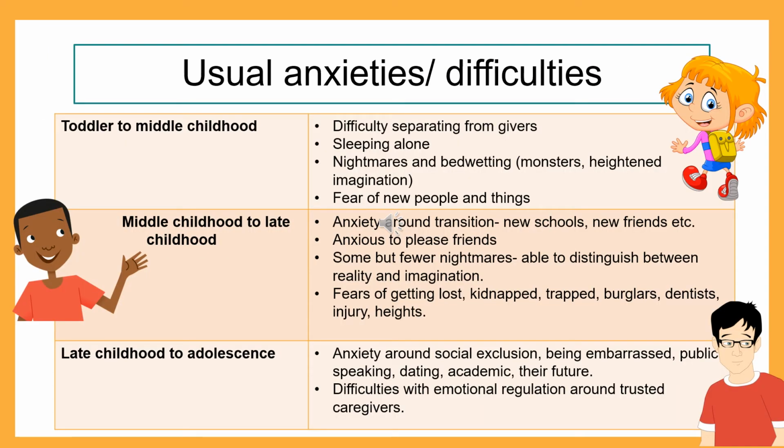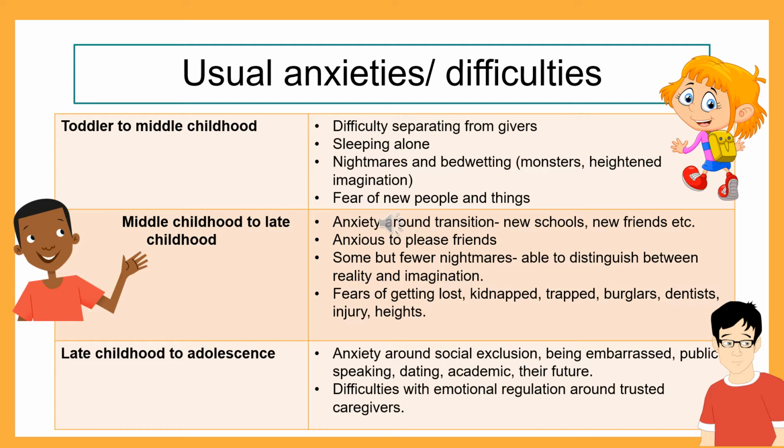When we start to think about mental health in children and young people, it's really important to consider the developmental stage that your child is at. So here we've outlined some of the usual anxieties and difficulties that you can expect children to experience between toddler and middle childhood, into late childhood, so that's kind of primary school age, and then late childhood into adolescence. It's really helpful for us to think about whether the need your child is expressing is a usual part of their developmental stage, or if potentially they're developing some form of mental health difficulty.